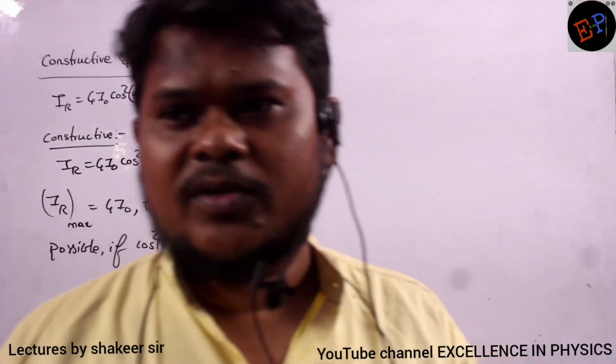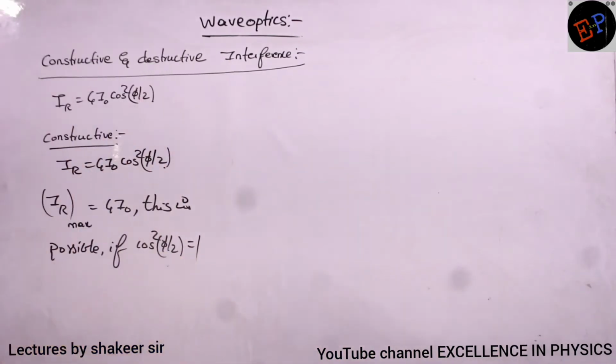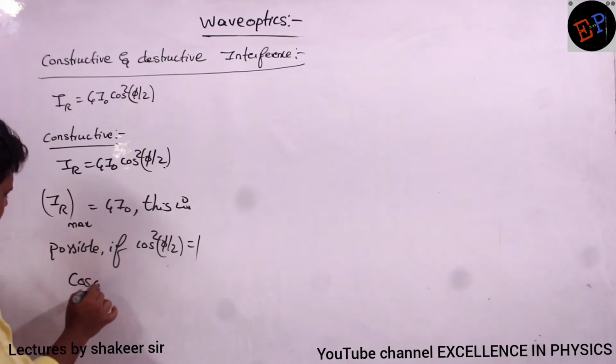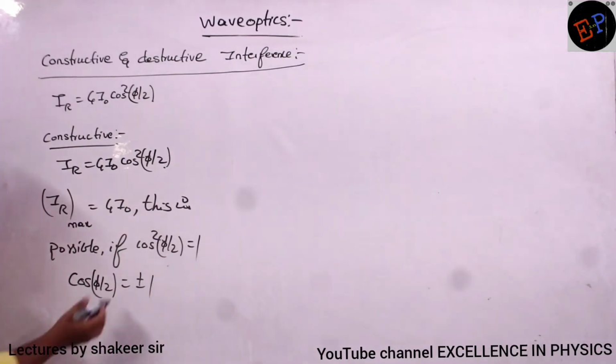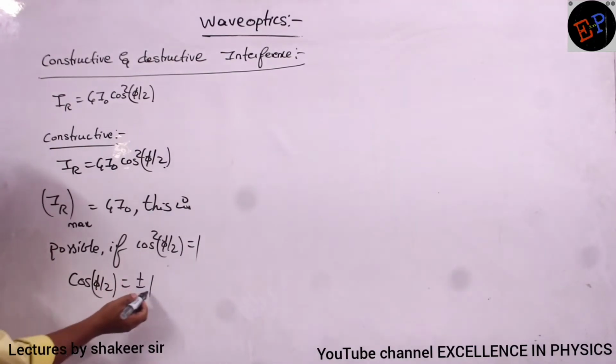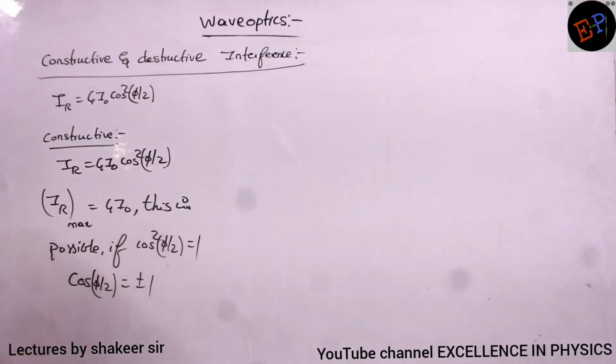Maximum value of cos is 1 only, so it cannot be more than that. So if cos square pi by 2 is 1, then cos pi by 2 can be plus or minus 1, right? Because plus 1 into plus 1 is also 1, and minus 1 into minus 1 is also 1 only. Now cos pi by 2 will become plus 1 or minus 1 for which angles?